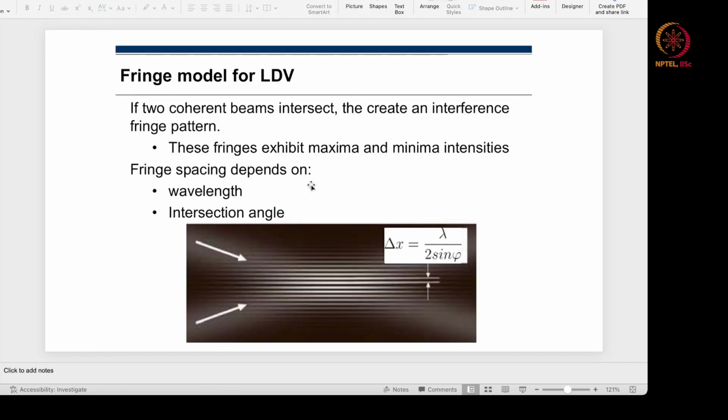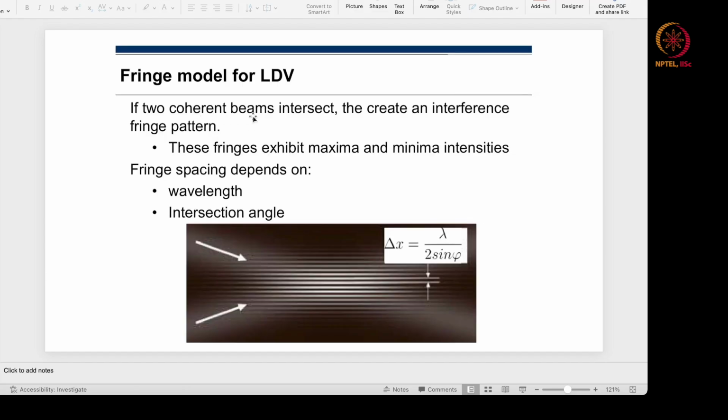So what happens is that if the two coherent beams intersect with each other, they create an interference fringe pattern. These fringe patterns exhibit maxima and minima. So you have bright lines and dark lines. The fringe spacing depends on the wavelength and the intersection angle. As you can see, the difference between two bright fringes is given by lambda divided by 2 sine phi, where phi is the included angle of the intersection, basically this.